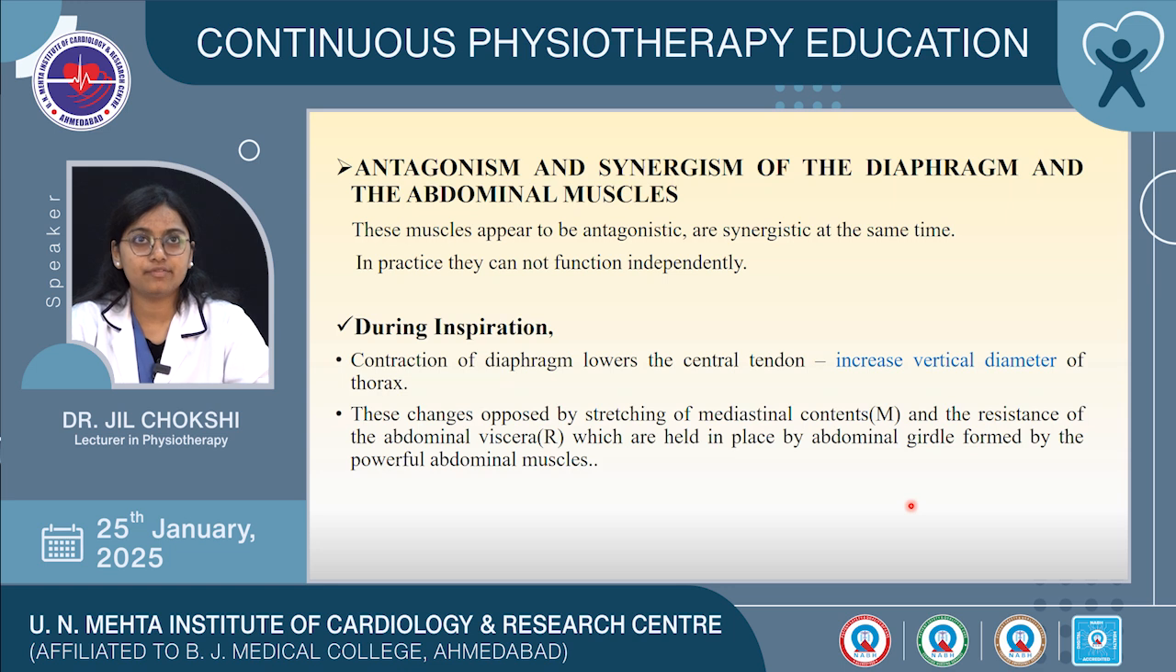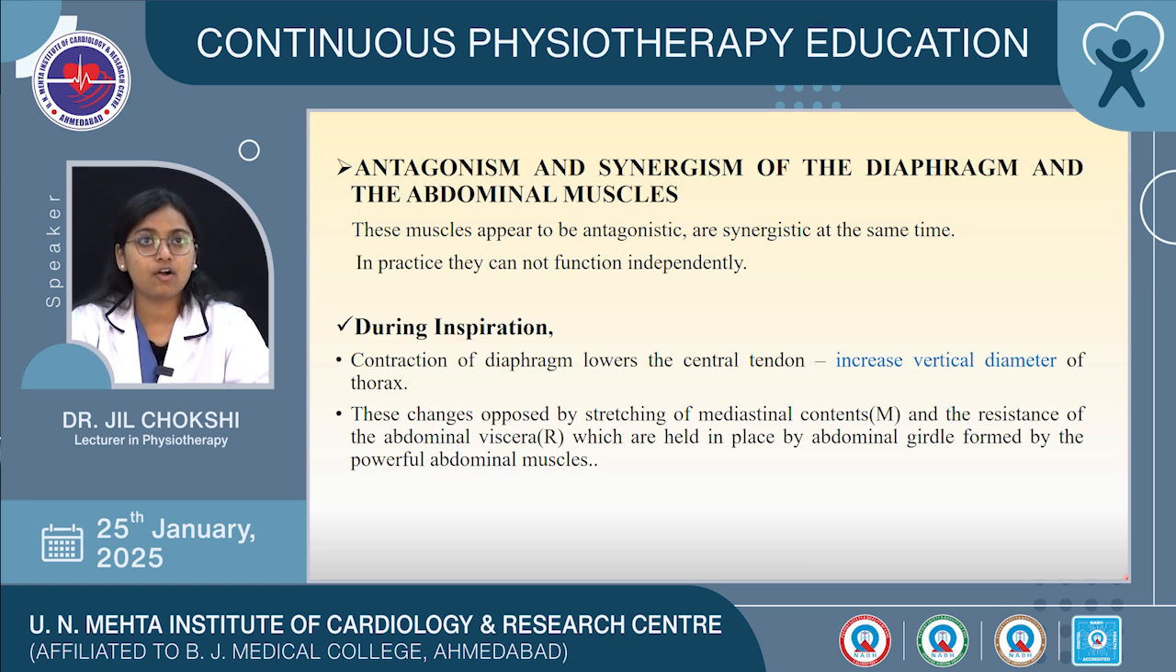Antagonism and synergism of the diaphragm and the abdominal muscles. Before moving forward to this topic, we have to understand the basic terminology of agonist, antagonist and synergist. An agonist muscle is a muscle that initiates the movement. An antagonist is a muscle that opposes the action of another muscle, and a synergist is a muscle that supports the agonist muscles. It is not the main muscle of the action, but it just supports the agonist. The diaphragm and the abdominal muscles are antagonistic and synergistic at the same time, but in practice they cannot function independently.